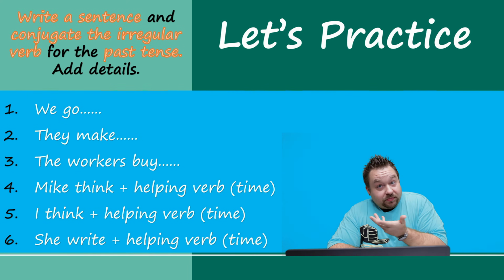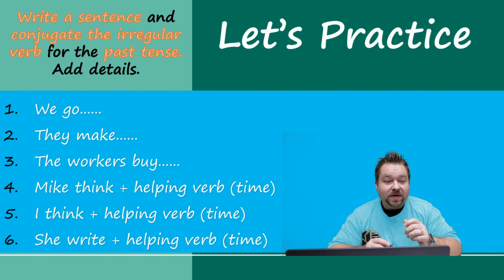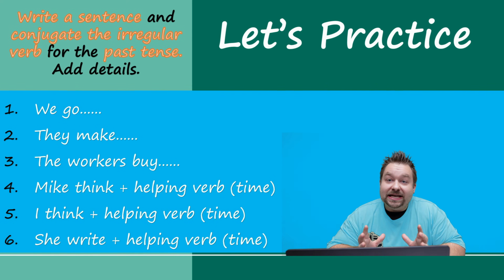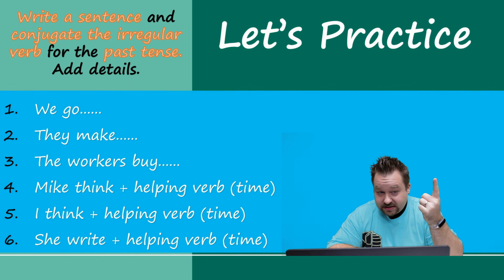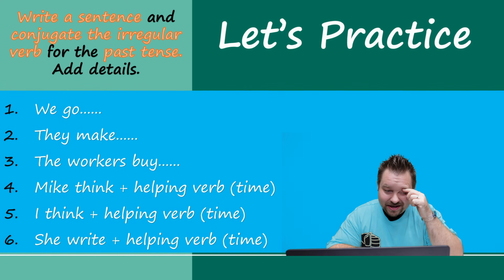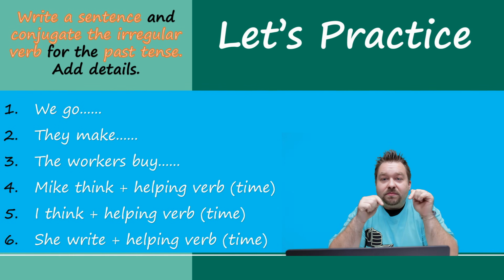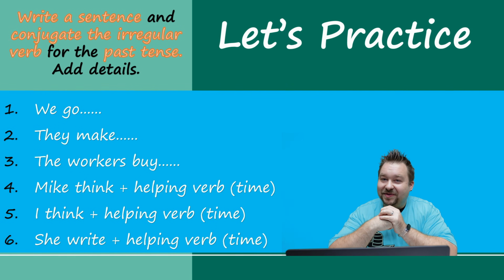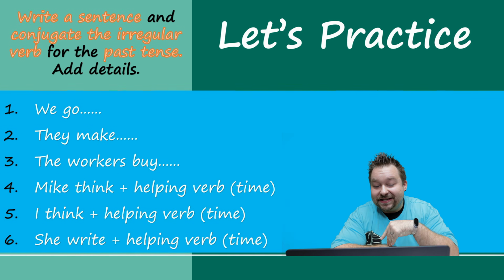Now, let's practice together, okay? Here's what I want you to do for today's practice. I want you to write a sentence and conjugate the irregular verb into the past tense and add some detail, okay? It seems like a lot when I did it that way. But look down at number 4, 5, and 6. I almost forgot 5 and 6. 4, 5, and 6. It says the verb plus a helping verb.